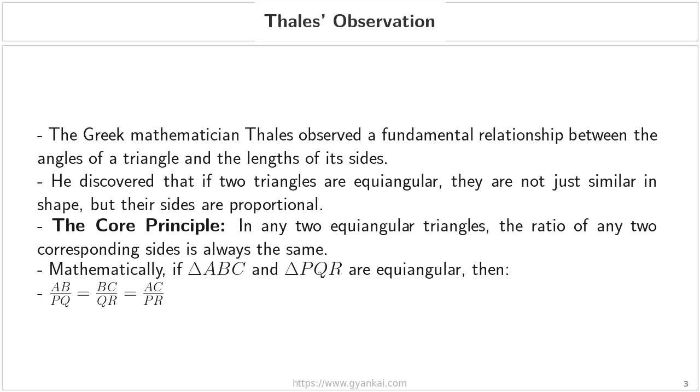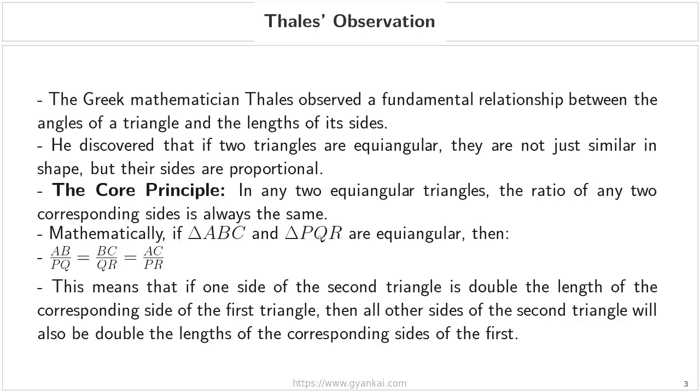To put this into mathematical terms, let's look at our 2 triangles again, delta ABC and delta PQR. If these triangles are equiangular, then the ratio of side AB to side PQ is equal to the ratio of side BC to side QR, which is also equal to the ratio of side AC to side PR. What does this actually mean in practice? It means that the scale of the triangles is consistent across the entire shape.